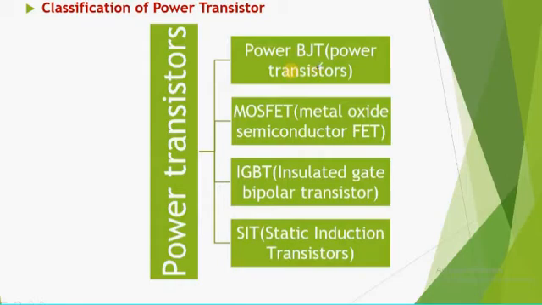Power BJT is normally used for high power application. It has larger size, that's why maximum current can flow through power BJT. It is a 3-terminal device and has high on-state voltage drop. Then next is MOSFET, metal oxide semiconductor field effect transistor, a sub-classification of FET. And MOSFET is a voltage control device having high input impedance compared to other power transistors.